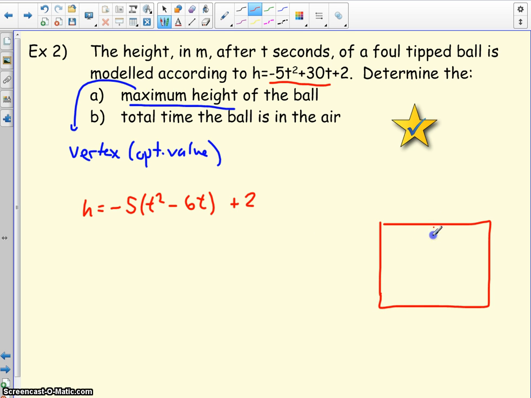Okay, so from here I want you guys to try and finish completing the square on your own. When you get it in vertex form, try and find the maximum height, and then we can check to see if your answer is right.